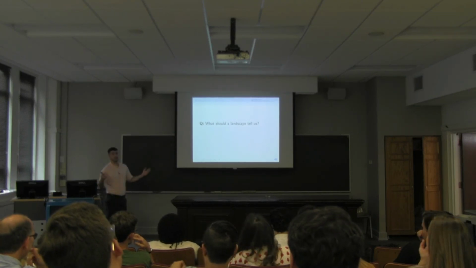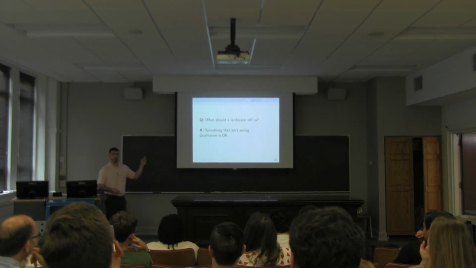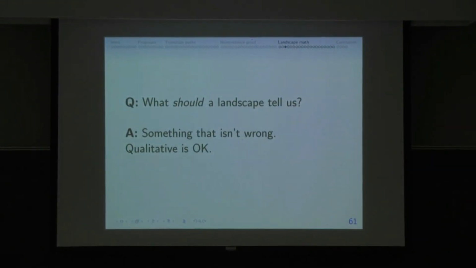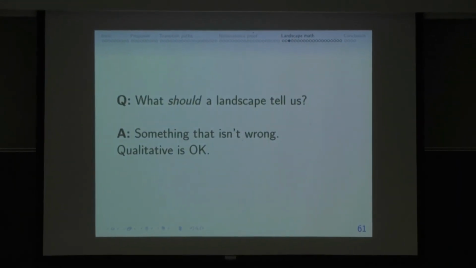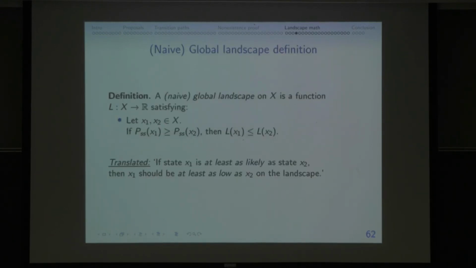What should a landscape tell us? I think it should tell us something that isn't wrong. Maybe that's a little bit anticlimactic, but let me try to explain. In particular, qualitative information about our system, which is true, is okay. So let me show you a naive definition, which I think says something about this idea. Tell me something that isn't wrong about our system.